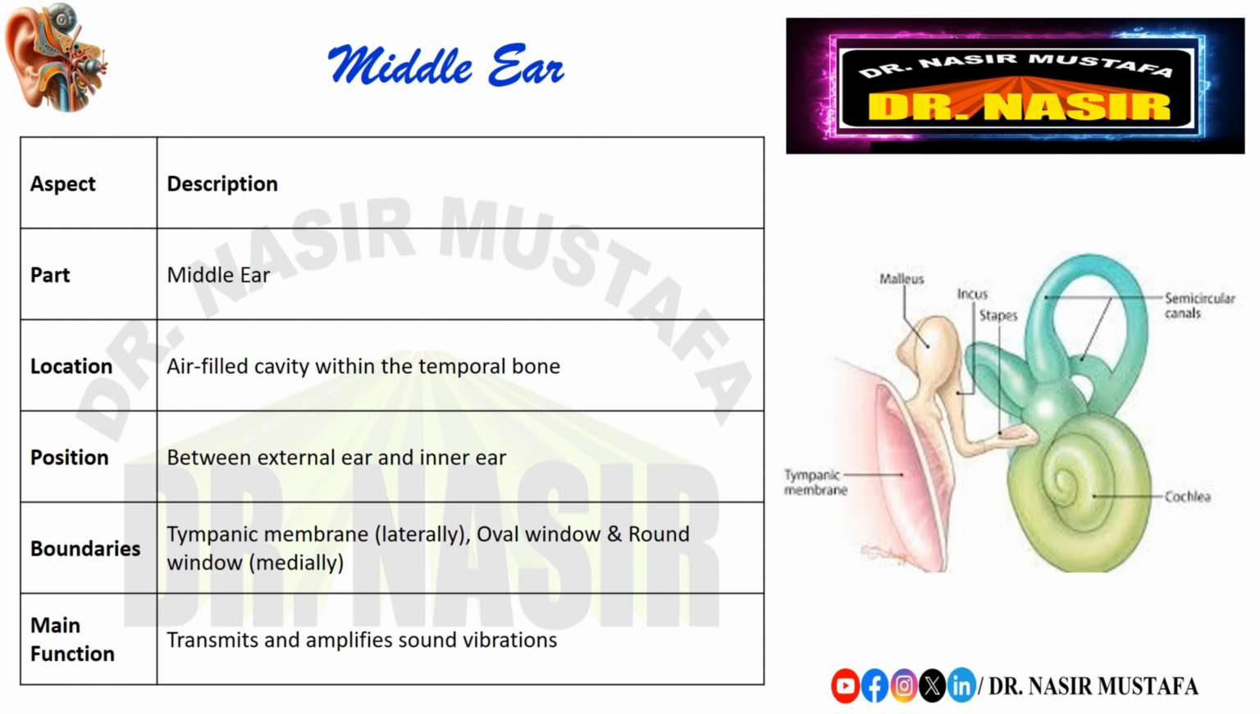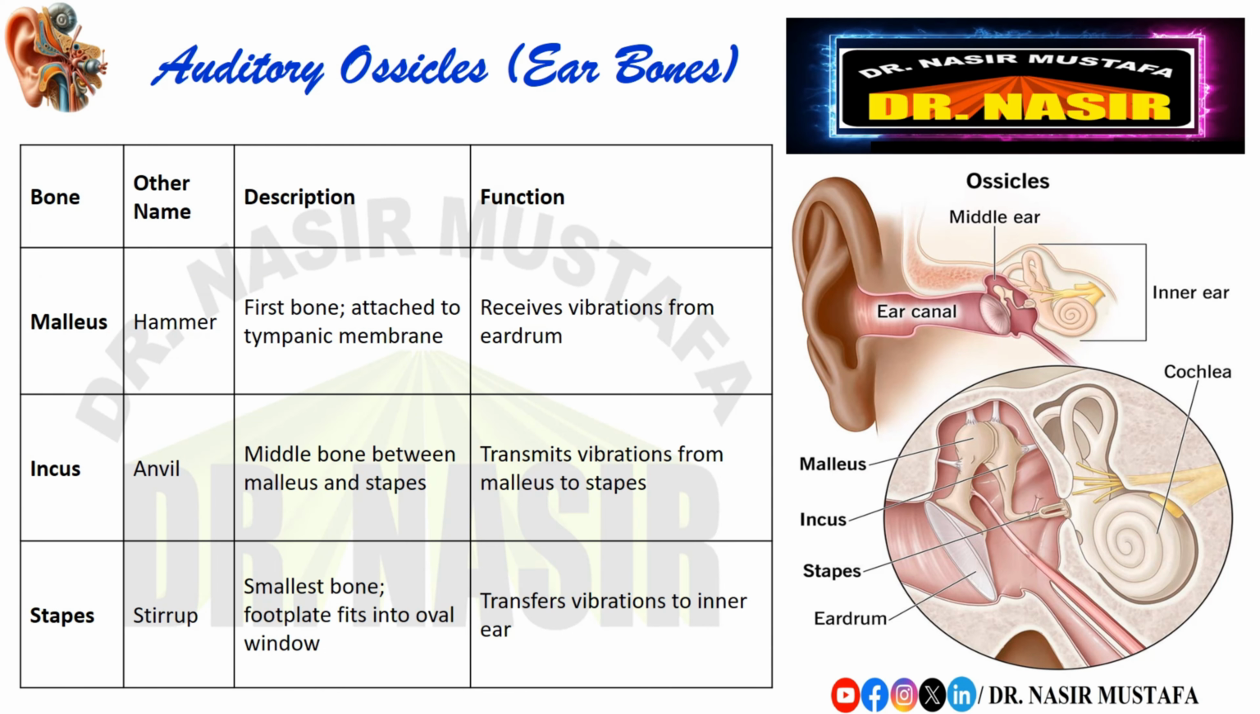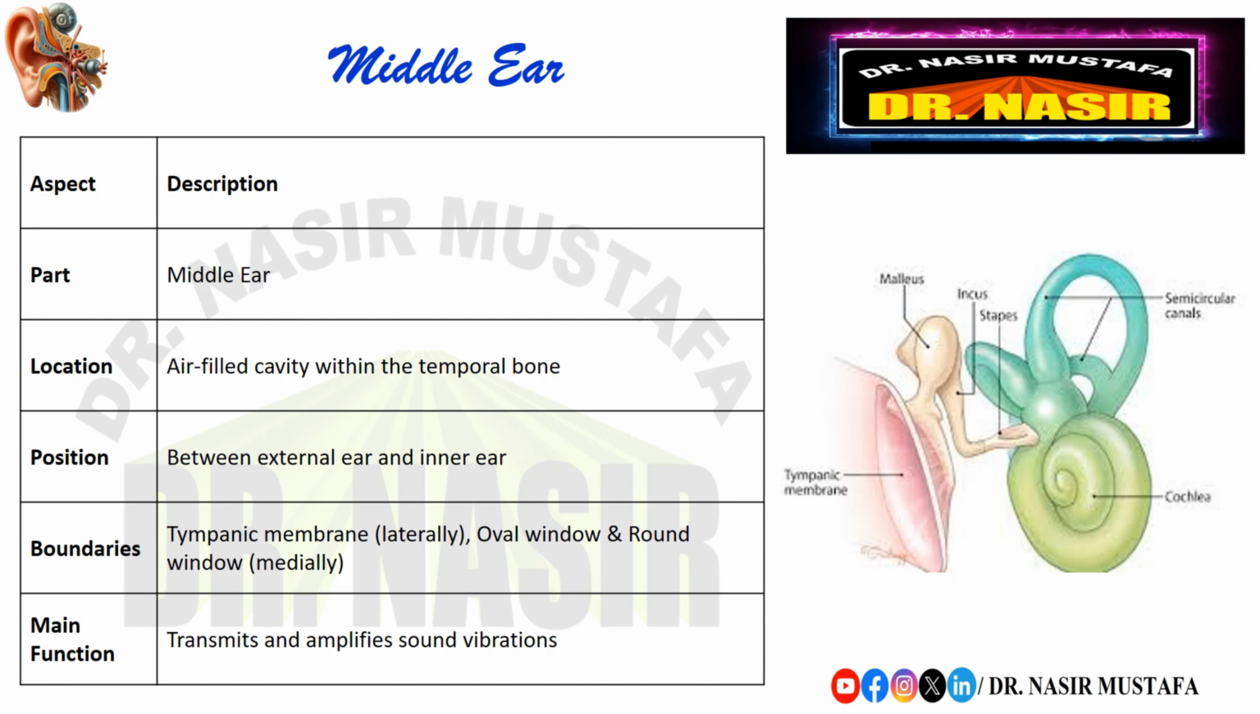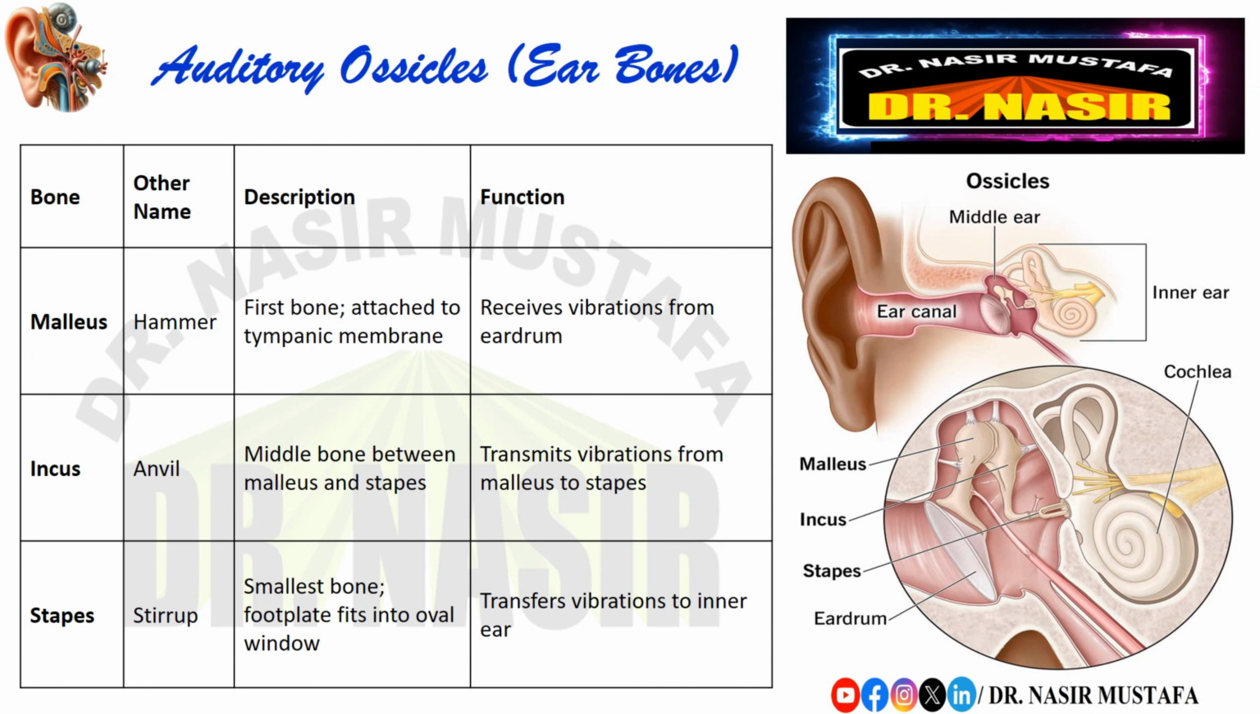The middle ear contains three small bones known as the auditory ossicles. These are the malleus, incus, and stapes. These bones are the smallest bones in the human body and are connected by synovial joints. The malleus, also known as a hammer, is the first bone of the middle ear. Its handle is attached to the inner surface of the tympanic membrane. When the tympanic membrane vibrates, the malleus also vibrates. The malleus then transmits these vibrations to the incus.